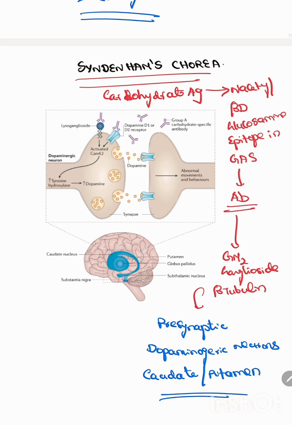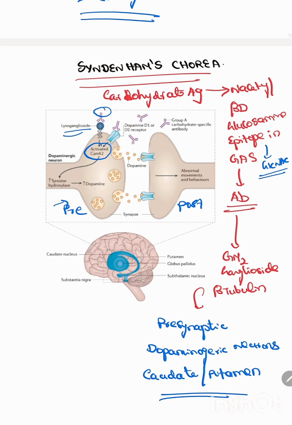This is the substantia nigra, and this caudate nucleus and putamen will have these dopaminergic connections. This is the presynaptic neuron and this is the postsynaptic neuron. This presynaptic neuron will have dopamine vesicles. These antibodies are targeted against this GlcNAc, also called the GlcNAc epitope, N-acetyl beta-D glucosamine epitope. This will bind to the lysoganglioside receptor or beta tubulin receptor or directly to the dopamine receptor. This will activate the calcium calmodulin pathway, which will in turn activate tyrosine hydroxylase that will augment the synthesis of dopamine.